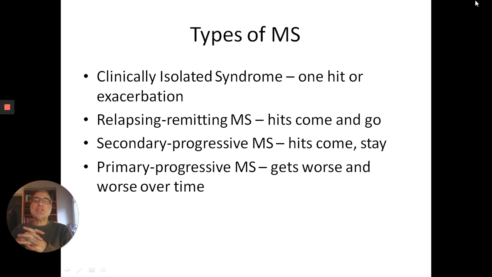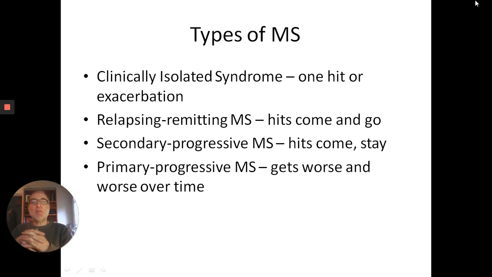The next type is secondary progressive MS, and that's what I have now. The hits come and stay. So I will tell you a bit about what I am dealing with today. But basically, you have an exacerbation and it doesn't go away. And then you have another one and it doesn't go away. So they kind of build on each other.